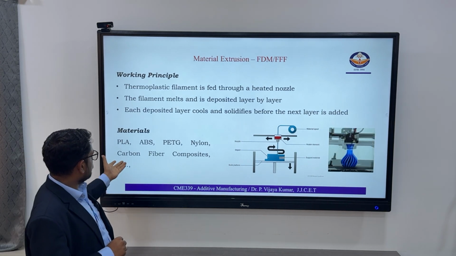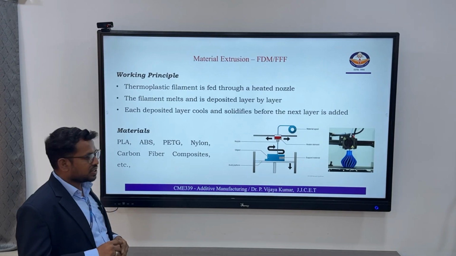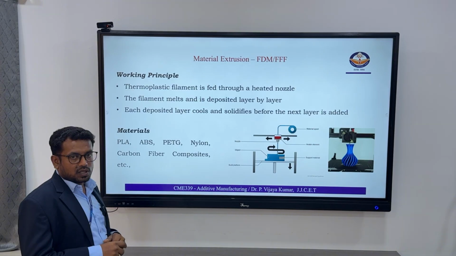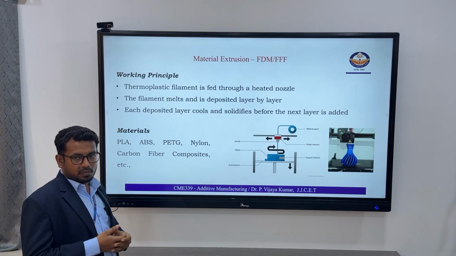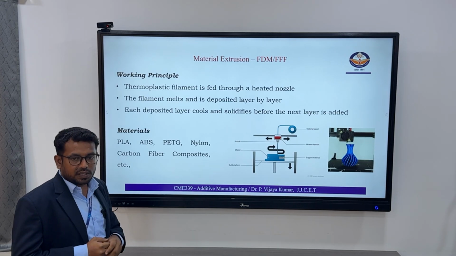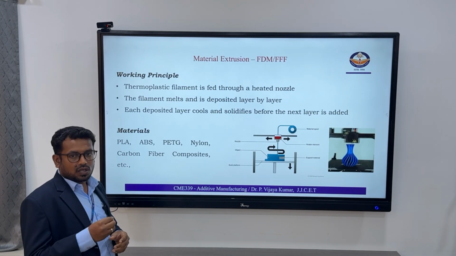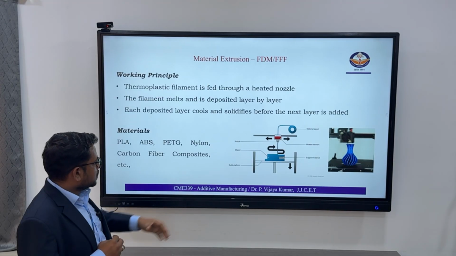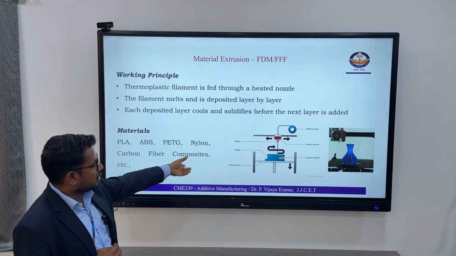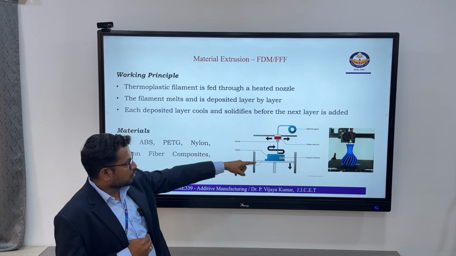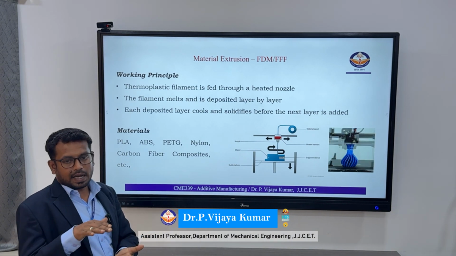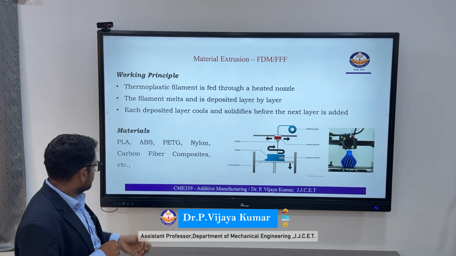And the materials we use are PLA, ABS, PETG, and some other carbon fiber materials are also used. Nowadays, some metal filaments are also available, and by using this type of material extrusion technology, metal products are also developed. So this is a schematic diagram of this material extrusion technology, and a video is available showing the development of an end product by adding layer by layer.